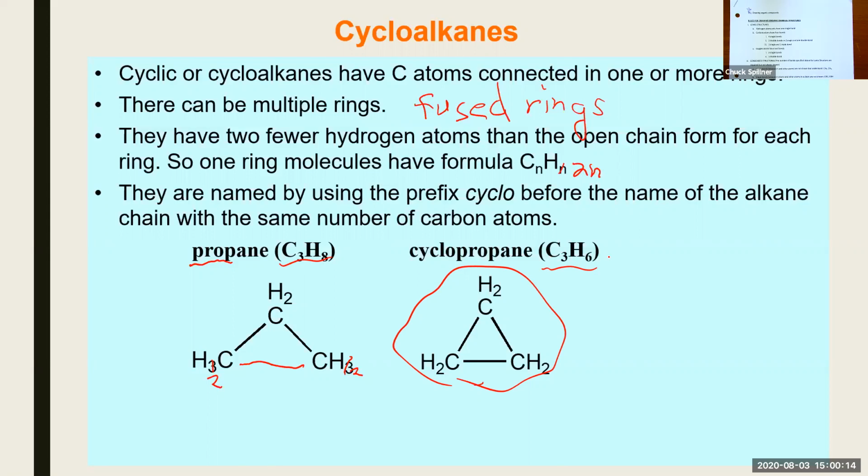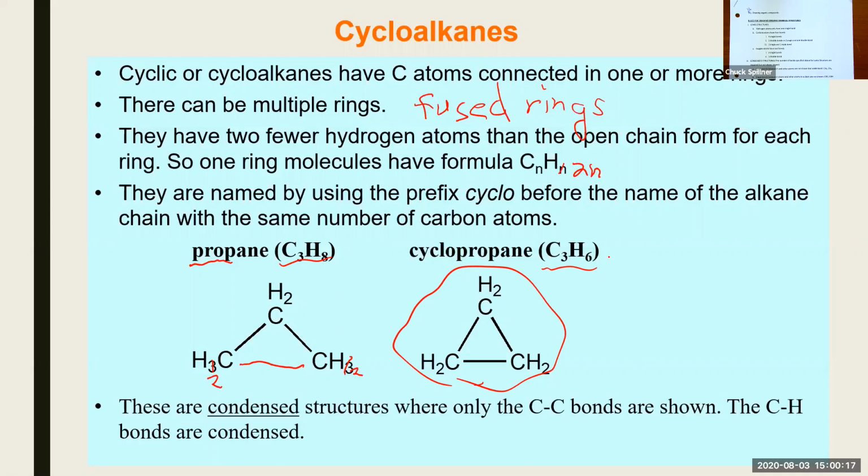So I think the next slide shows a bunch of other cycloalkanes. Now the little note here at the bottom says these are called condensed structures. So if you remember, the last slide showed Lewis structures, which showed all the bonds. Well, condensed structures only show the carbon-carbon bonds. The CH bonds are condensed. So that's a quick way of drawing organic structures. So condensed structures are very common. That's a common way to see an organic molecule drawn.